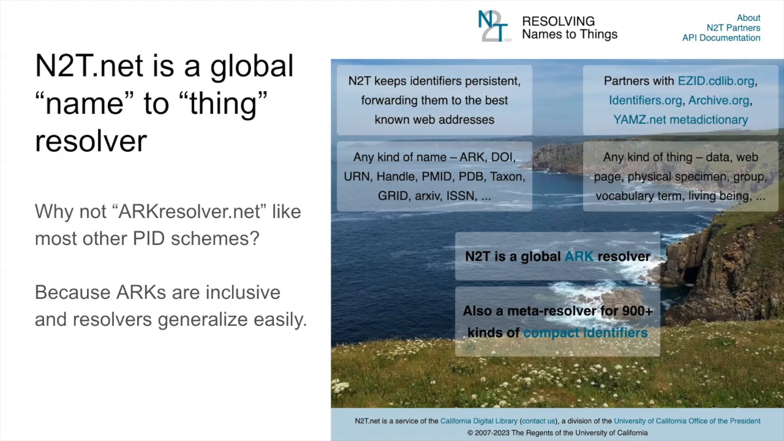So why doesn't it contain the letters ARK? Well, one goal of the ARK design was to break out of the silos and the walled gardens surrounding other identifier systems. So what got built was the name-to-thing resolver, or n2t. The domain name n2t.net is good for short citation strings, and true to its name, n2t also resolves hundreds of different identifier schemes.